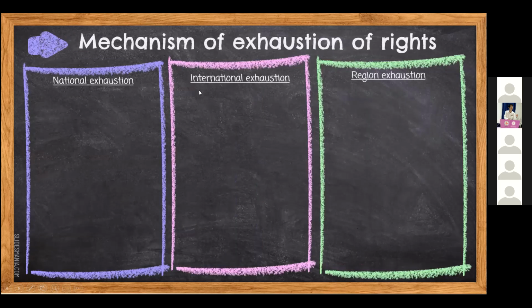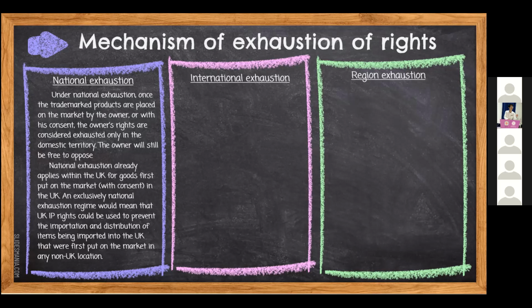Okay, we talk about the mechanisms of exhaustion of rights. There are these three mechanisms: national exhaustion, international exhaustion, and regional exhaustion. Regional exhaustion has a synonym: EEA-wide exhaustion, or community-wide exhaustion.